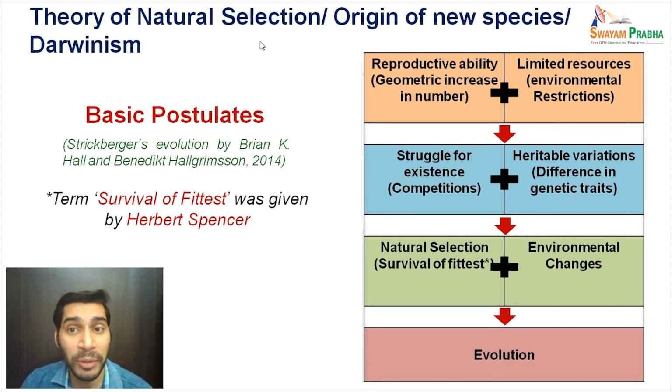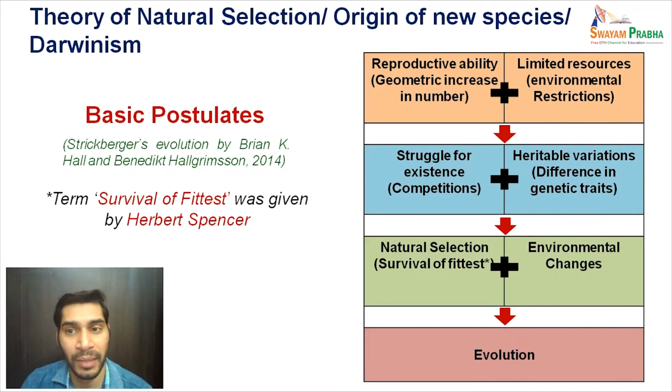But the environmental restrictions are there. There are limited resources. Because of these environmental restrictions, this reproductive fecundity is kept in control. Since the resources are limited and the number is more, there is always a competition, a struggle for existence. As we just discussed, this struggle or competition can be between the members of the same species, between the members of one species and another, or a competition with the environment.